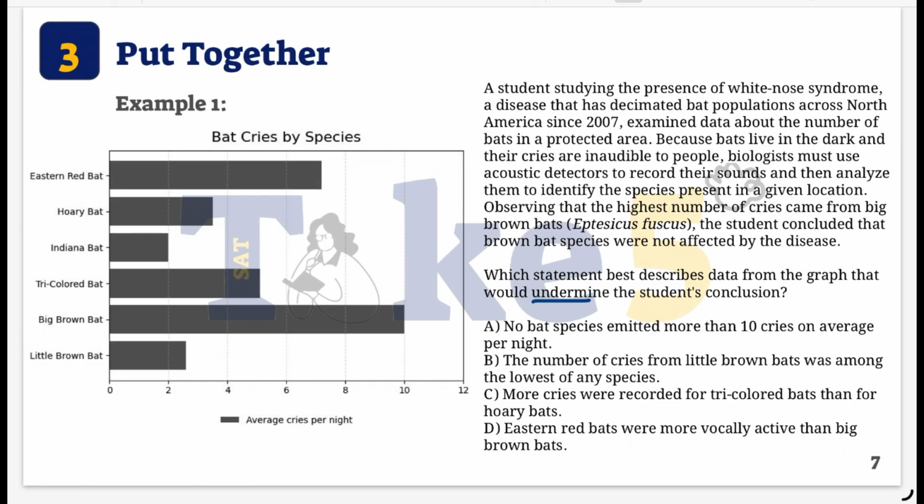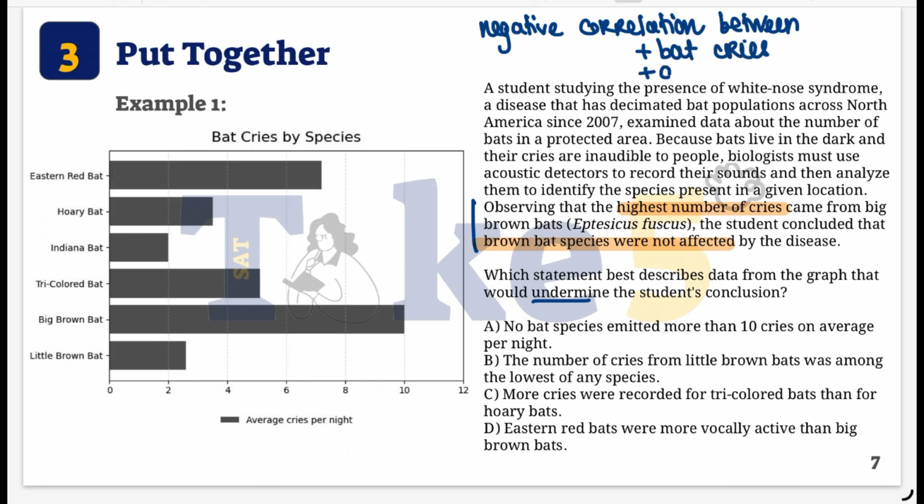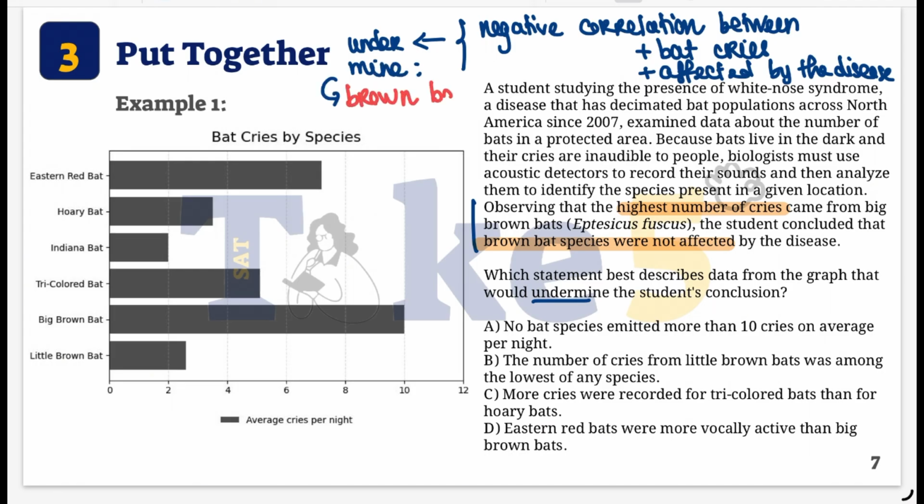Right at the end of the passage, we see that the student concluded that brown bat species were not affected by the disease because the species has the highest number of cries. So the student wants to establish a negative correlation between bat cries and being affected by the disease. To undermine this conclusion, we want to find the case where a brown bat has a low number of cries. In the graph, we look for brown bats, which are displayed as 2 names here at the end, big brown bat and little brown bat.